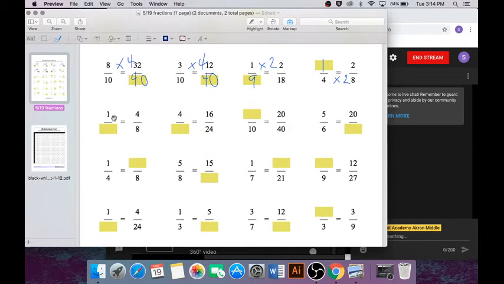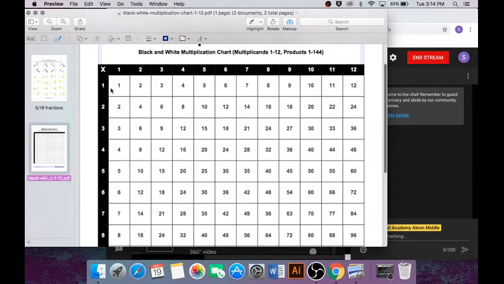Okay, down here, our numerator, we have 1 and 4. So we need to figure out 1 times what equals 4. So in our 1 times table, we find 4, and 1 times 4 equals 4.